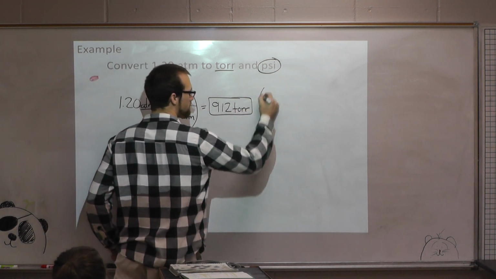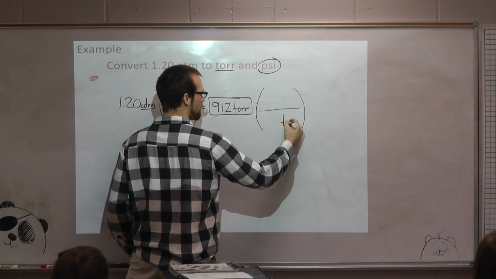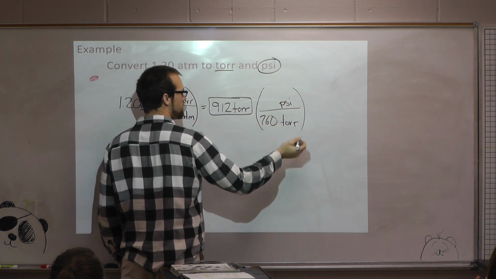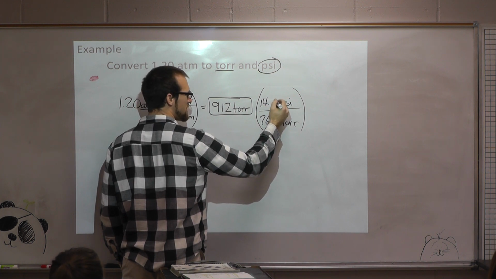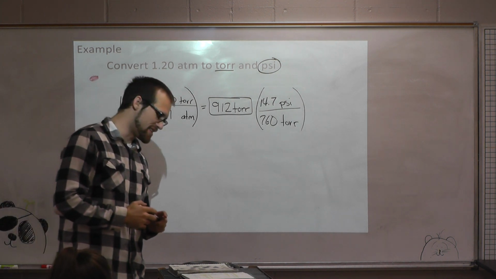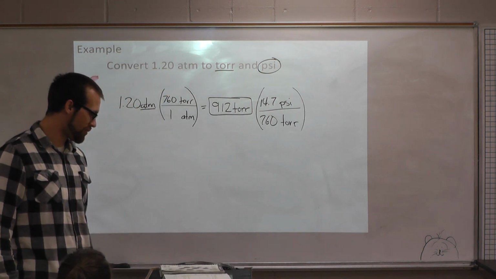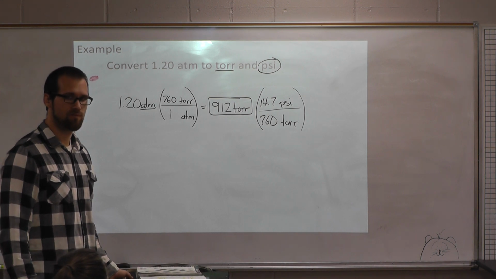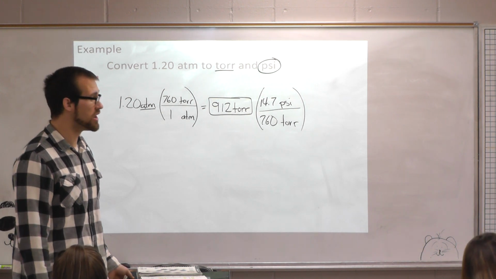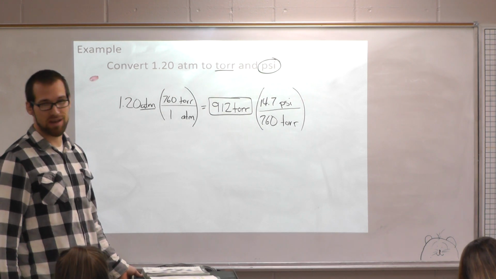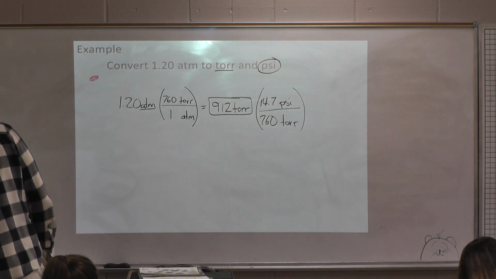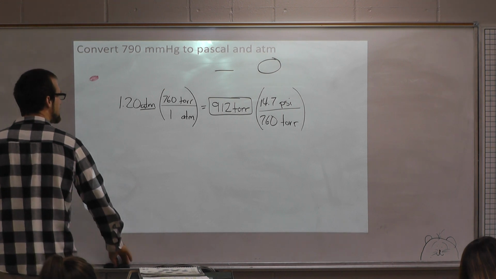But you can also go 760 torr and 14.7, right? And if you were to do that, you should also get the very same PSI number, which is 17.6. Pretty cool. All those things equal each other. You could convert any pressure unit to any pressure unit, any variety of ways you find fancy. Just to make sure, do these two quickly.